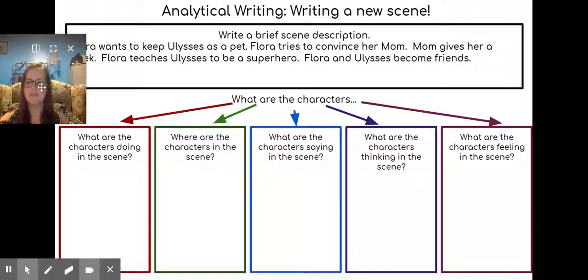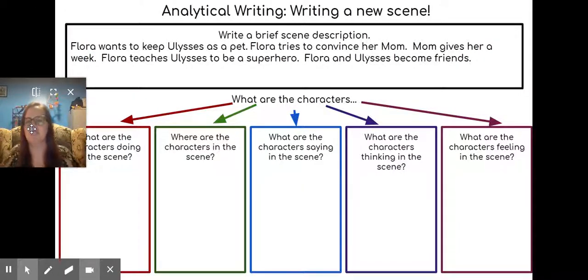All right, so the first thing I'm going to do is write a brief description. So for my story, I would like for Flora to keep Ulysses as a pet, because Miss Wright has all these pets. So I would want to keep Ulysses as a pet. So that's what I want Flora to do. But Flora is not an adult, so she has to convince her mother to let her keep Ulysses. Most parents wouldn't want a pet squirrel. So Flora's mom is going to give her a week to teach Ulysses how to be a good house squirrel.